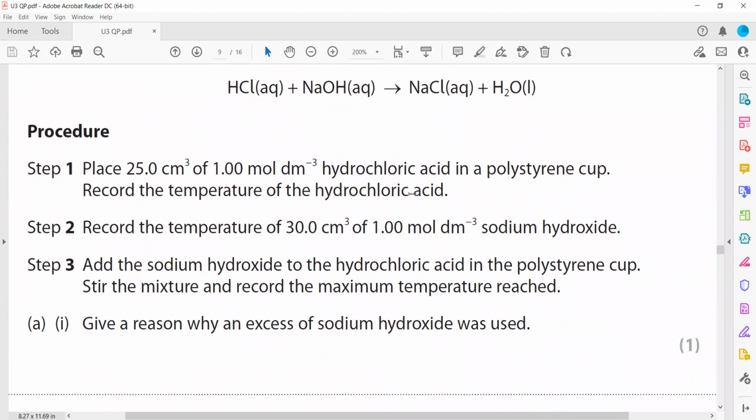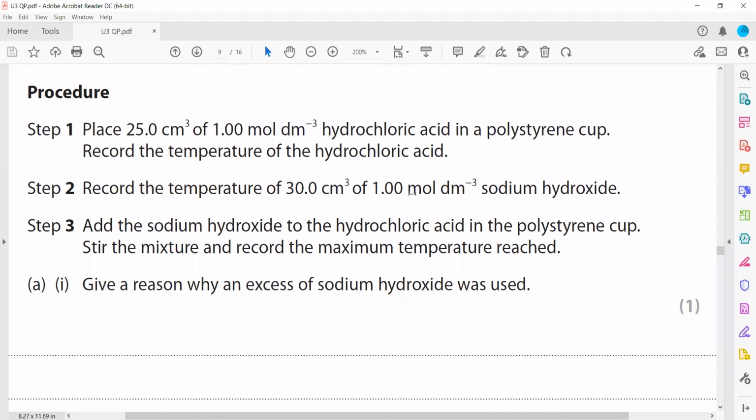First, the procedure, what we did. We took 25 cm³ of 1 mole per dm³ hydrochloric acid in a polystyrene cup. We record this initial temperature, then we record the temperature of 30 cm³ of 1 mole per dm³ sodium hydroxide, and then we add sodium hydroxide to hydrochloric acid, stir the mixture, and record the maximum temperature reached. Give a reason why an excess of sodium hydroxide is used.